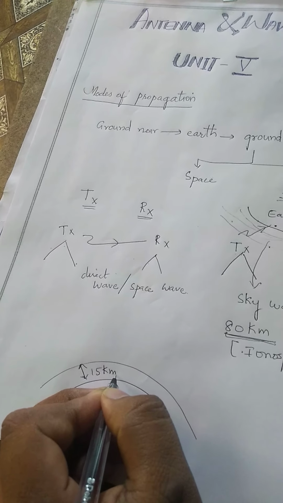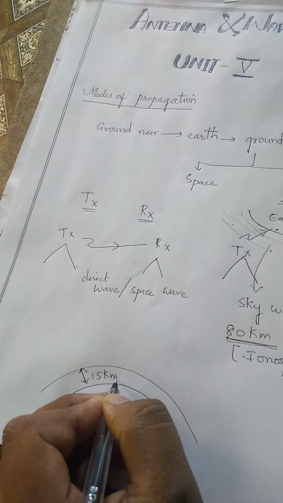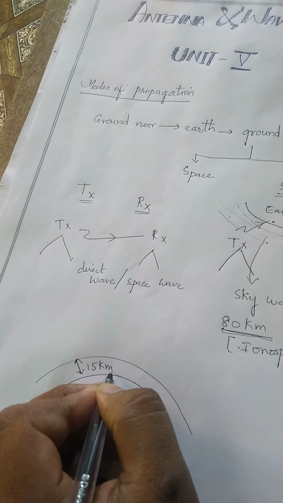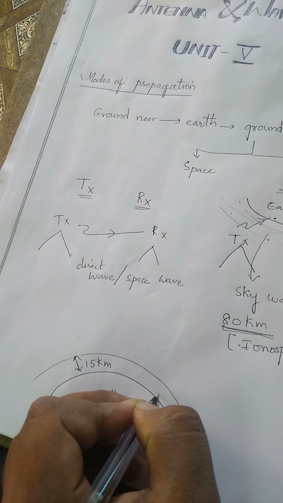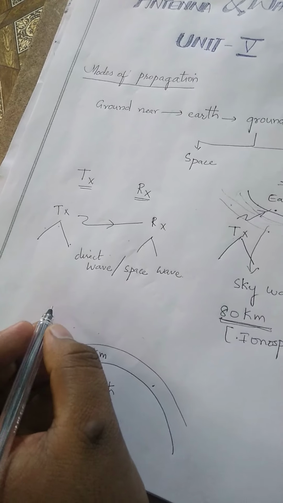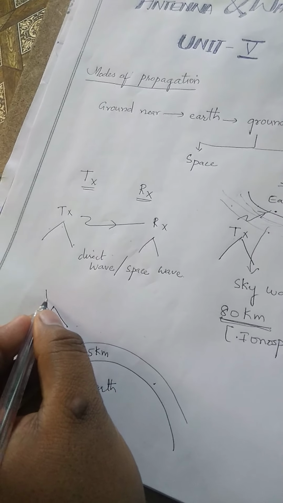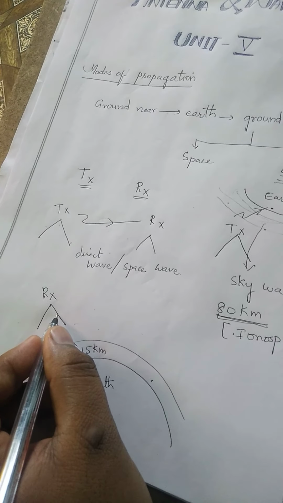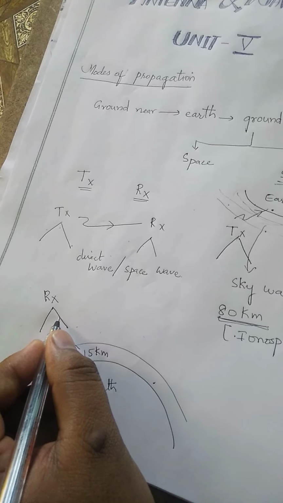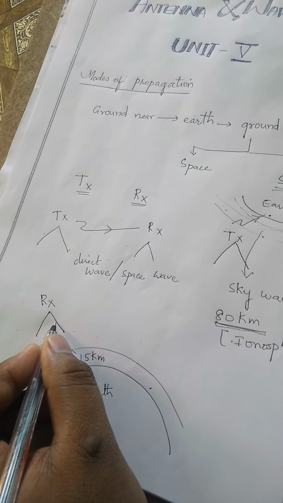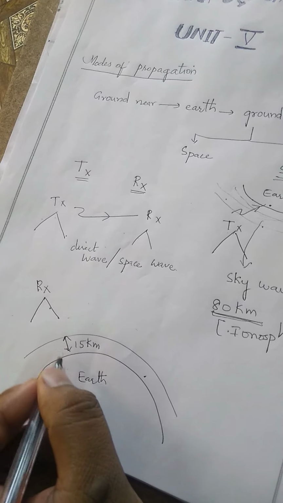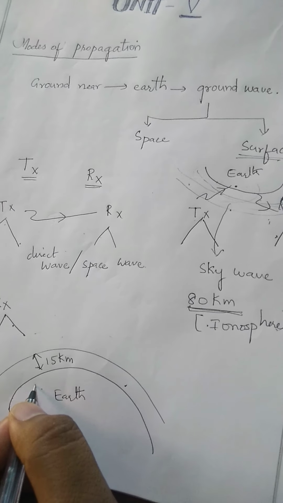The region 15 kilometers above the surface of the earth is called what? The biosphere. The waves which are reflecting or scattering in this region before reaching the receiving antenna, suppose you have one receiving antenna over here, before reaching this point, the wave which we are getting is nothing but the tropospheric waves.